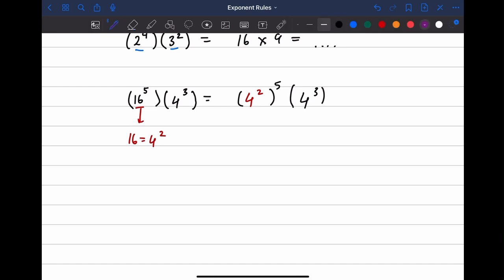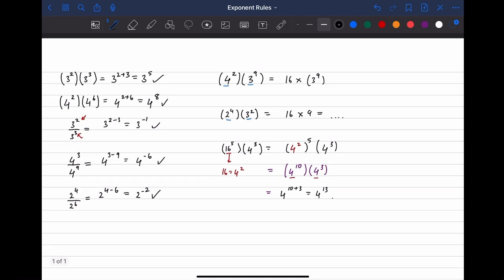Now we can use the other rule that we learned. So we know that an exponent to an exponent requires multiplication. So this would be 4 to the power of 2 times 5, which is 10. And then the next number is 4 cubed once again. This just copy-pasted right there. And then if you multiply these out, if it's multiplication, and now we have the same base, they are both 4s, we can add the exponents. So this would be equal to 4 to the power of 10 plus 3, which is equal to 4 to the power of 13. And we're done.